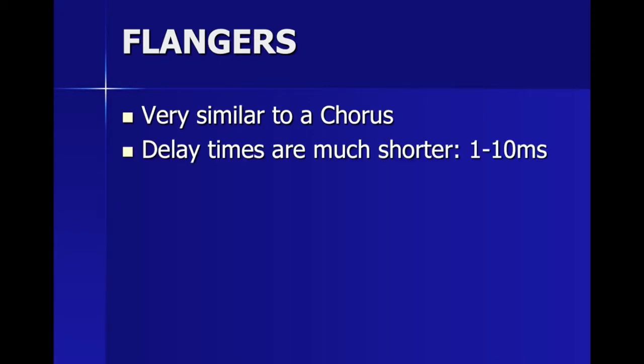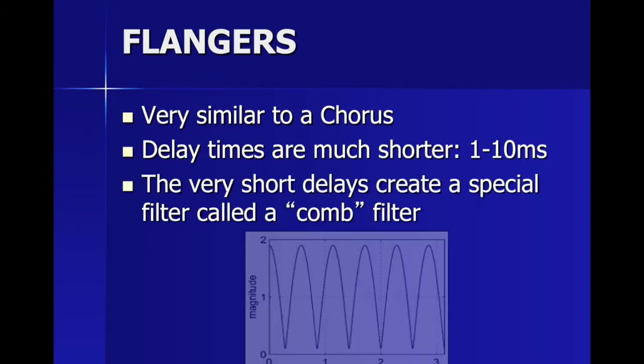Okay, now flangers are an awful lot like a chorus, but we do have a few differences to talk about. First of all, it's a more striking effect. You hear it much more obviously than you do a chorus. It's a sort of radical effect, so you don't hear it used quite as much. And the delay times on a flanger are really short, between 1 and 10 milliseconds. So that's the biggest difference between a chorus and a flanger, the delay times.